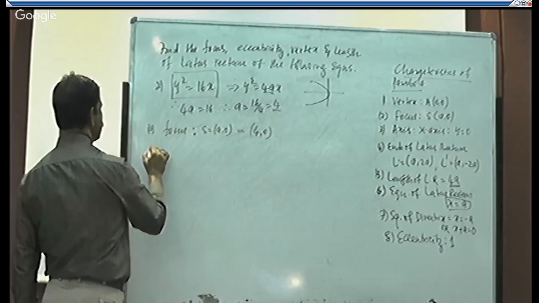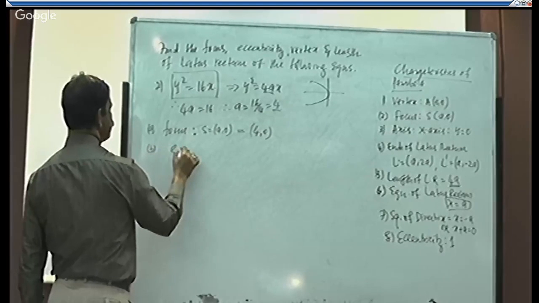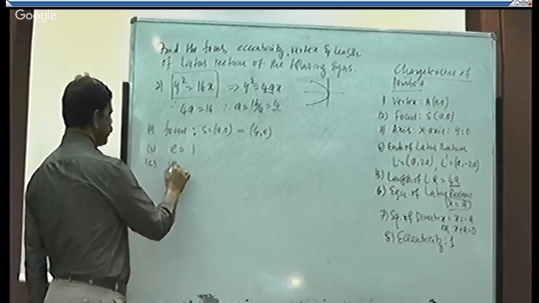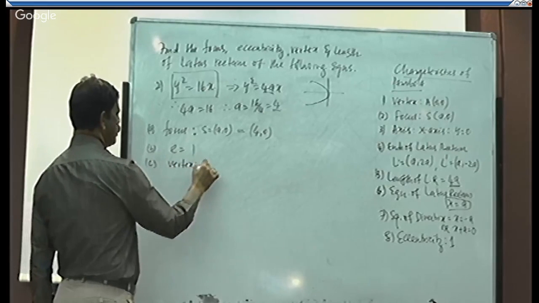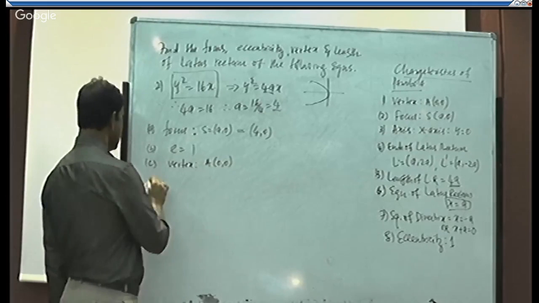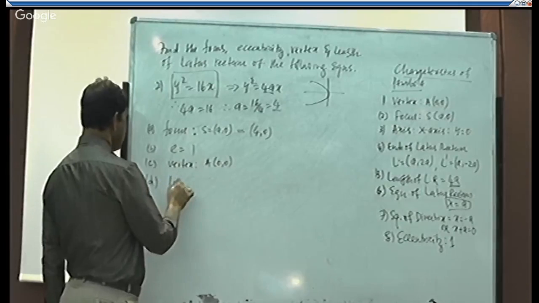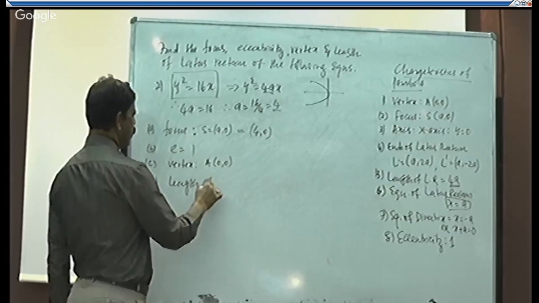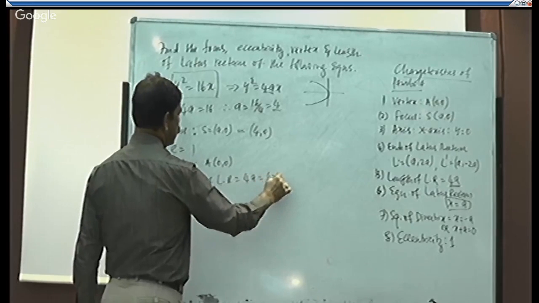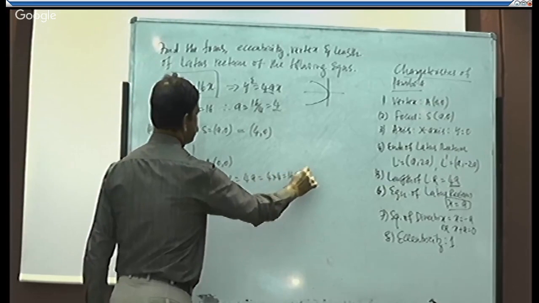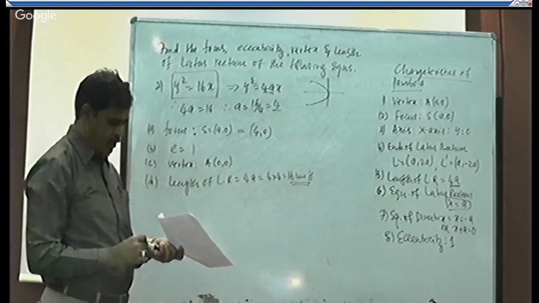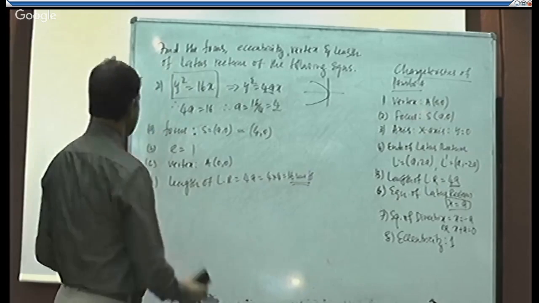Next, the second one, eccentricity is a fixed value, e is equal to 1. Third one, vertex of parabola is 0 comma 0. Next, length of latus rectum is equal to 4a, that is 4 into a, that is 16 units, right? Take the next problem.